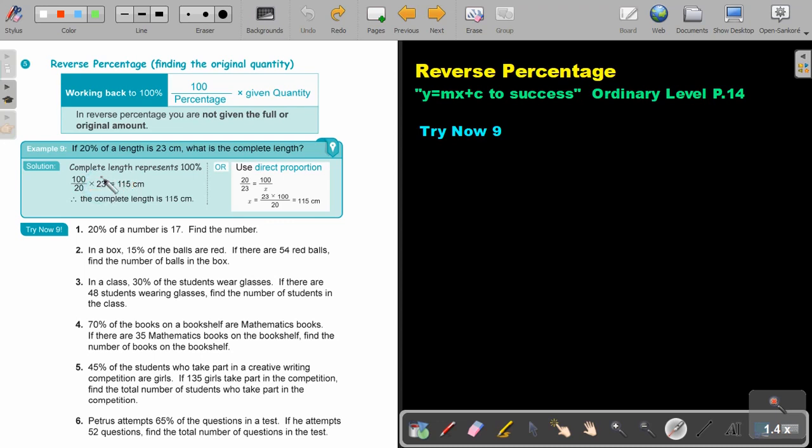You can also use direct proportion. So 20% is going to represent the 23 and I want 100%, the full. And then you can cross multiply and you can find the answer.